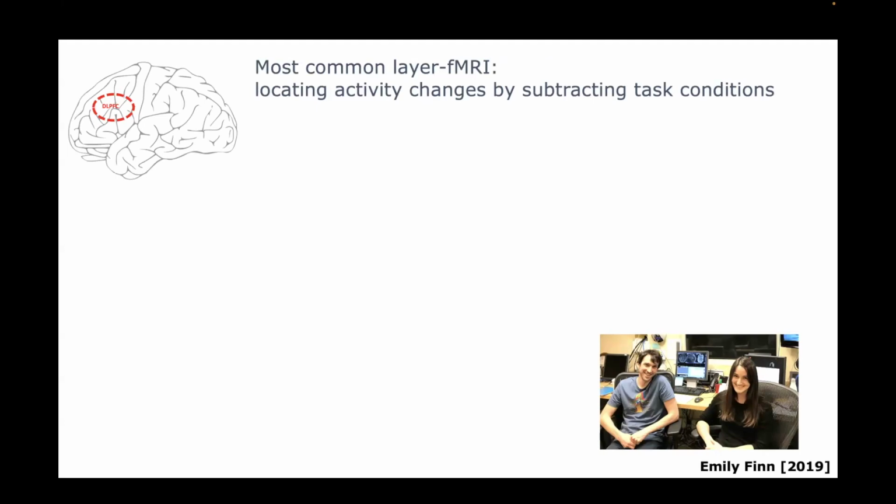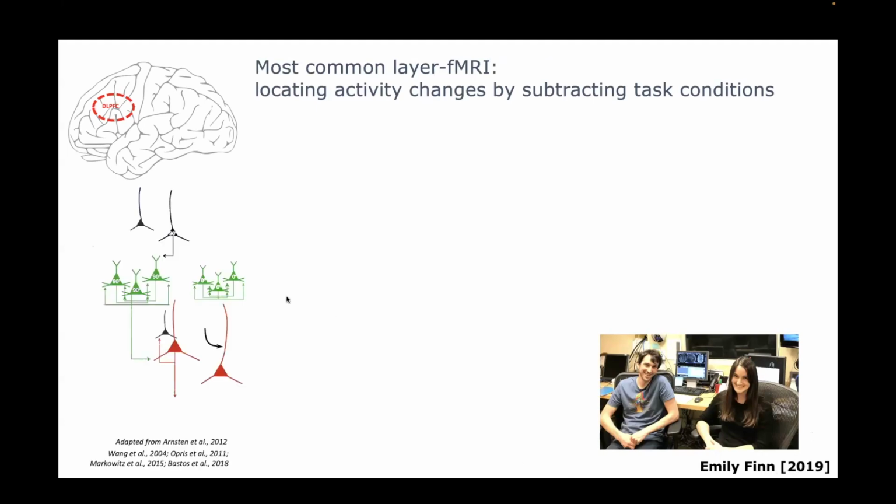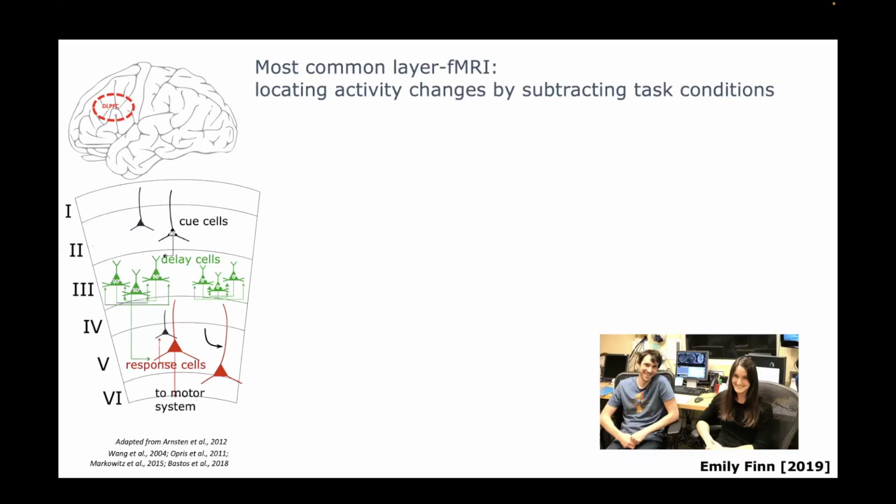And I would like to explain this on the example of a study that Emily Finn did here at NIH, where she was looking at the dorsolateral prefrontal cortex. And from the monkey literature, she knew that there are different types of cells in there. There are cue cells, there are delay cells, and then there are response cells that ultimately trigger the motor systems. And we knew that all these different cells are located across different cortical layers.